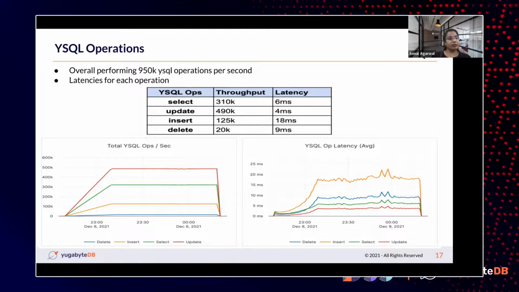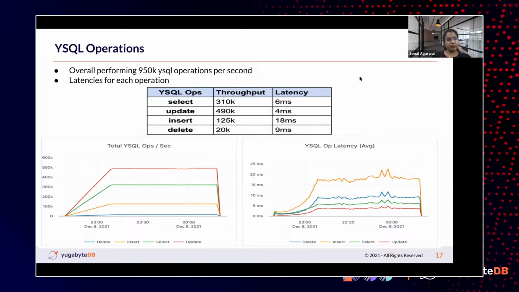And if we see individual operations, the select operation has a throughput of 310K with average latency of 6 milliseconds. The update operation throughput is 490K with average latency of 4 milliseconds. The insert operation throughput is around 125K with average latency of 18 milliseconds. And the delete operation throughput is 20K with a latency of 9 milliseconds.